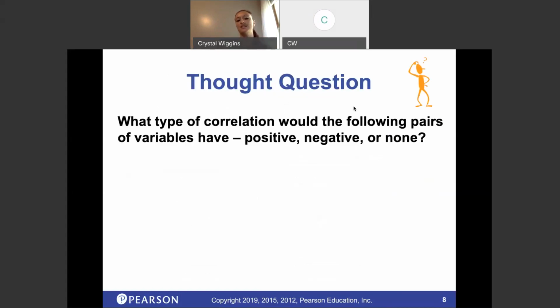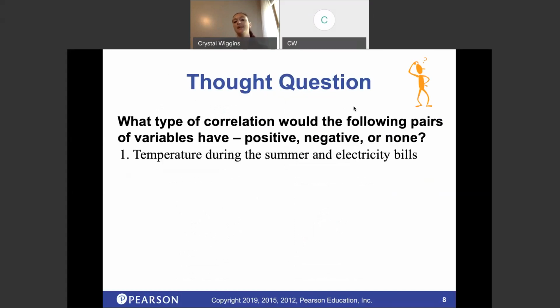Let's take a look at some of these examples and let's see if we can decide whether they are positive, negative, or there is no correlation. So what if we were taking a look at temperature during the summer and the electricity bills? Well, temperature during the summer, it rises. What do we do as the temperature rises? We might put on more fans or the air conditioner. So I think that it would logically make sense that as the temperature rises, our electric bill also goes up. We have a positive correlation.